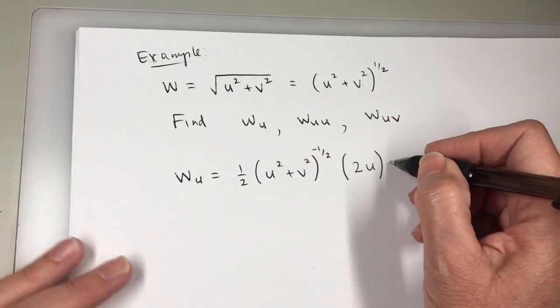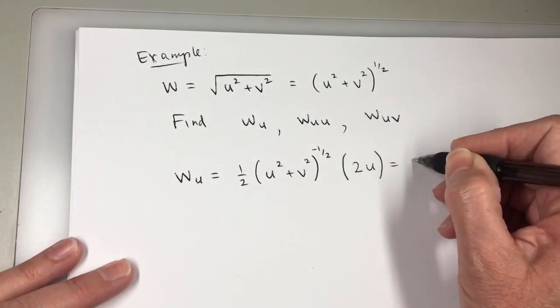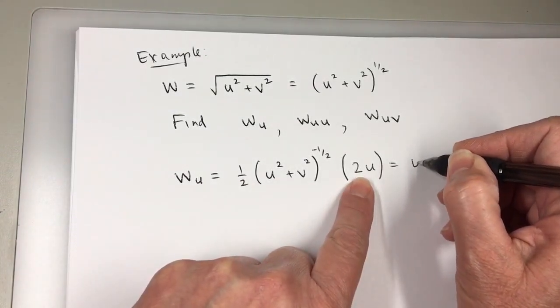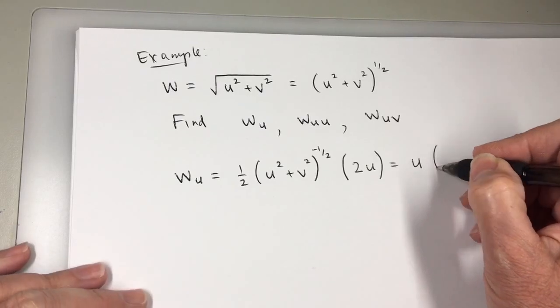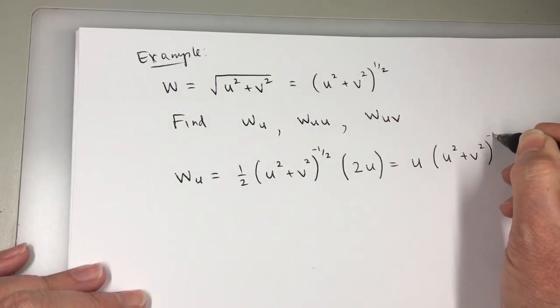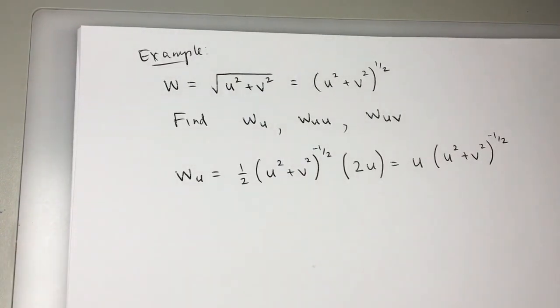I could simplify this, and maybe I should. 1/2 times 2 is 1. I'm going to write the u first. U times u squared plus v squared to the -1/2. And I suppose you could write it as a fraction, drop that u squared plus v squared to the -1/2 down to the denominator, but I'm not going to do that.